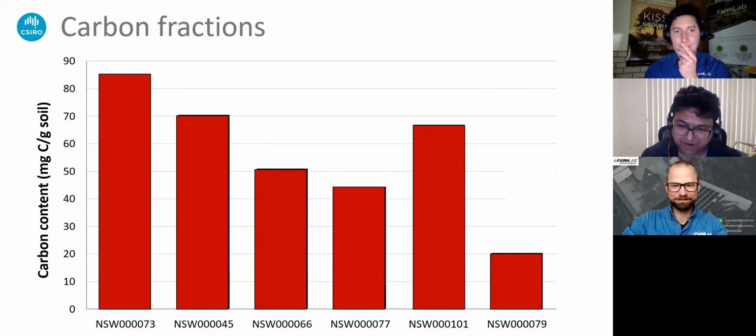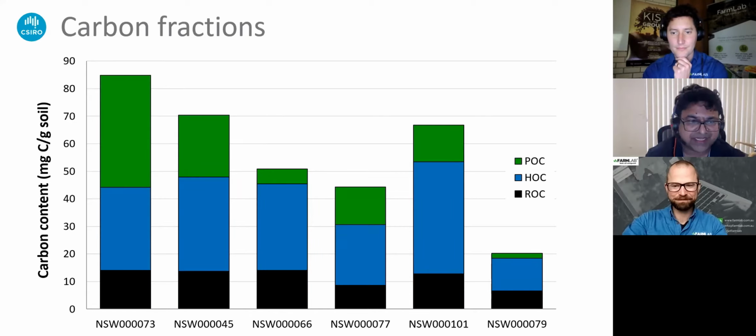Like this example from almost 10 years ago, there was a nationally collaborated project called SCaRP, the Soil Carbon Research Program. There were some samples collected from New South Wales in different regions. And if you look here, the sample NSW00073 has around 85 milligrams of carbon per gram of soil. So we think it has the highest carbon concentration. But if you look at the composition, it has proportionately more labile forms of carbon in sample 73 compared to the others.